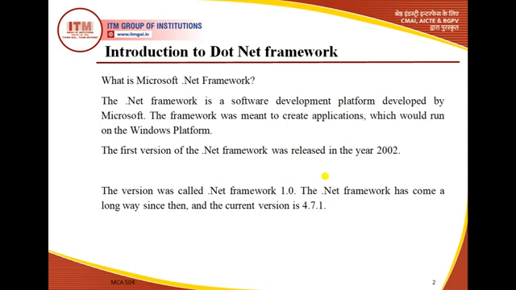The .NET Framework has come a long way since then, and the current version is 4.7.1. The future scope is for .NET 5 version also, as research is going on. So we can say that .NET Framework has gone through several evolution processes, and from then till now .NET has shown many improvements in its various applications.